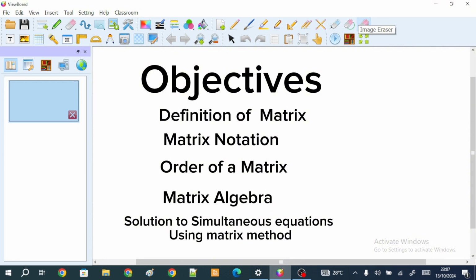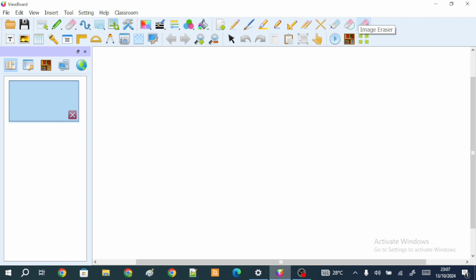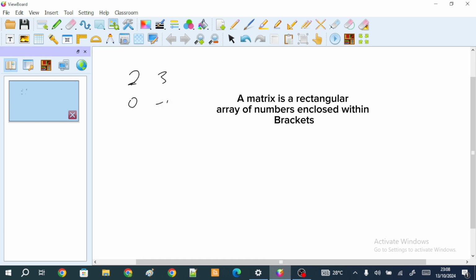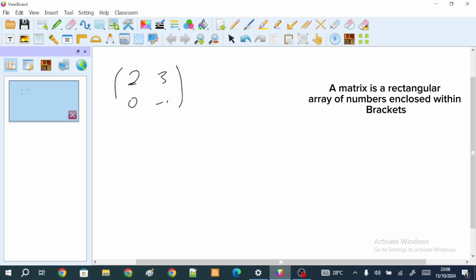A matrix is a rectangular array of information. This information can be numbers, it can be words, it can be objects, but in our lesson we are going to focus on a rectangular arrangement of numbers which are enclosed within brackets. So we can have examples of matrices as 2, 3, 0, -1. When we have this kind of arrangement, a rectangular array, numbers arranged in rows and columns and enclosed within brackets, we call them matrix.